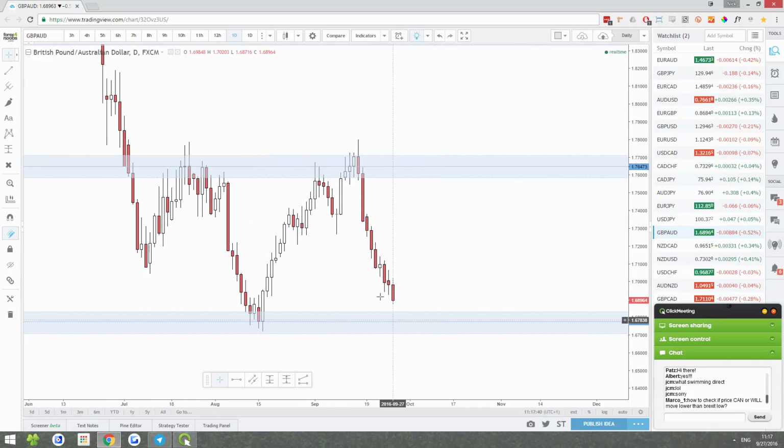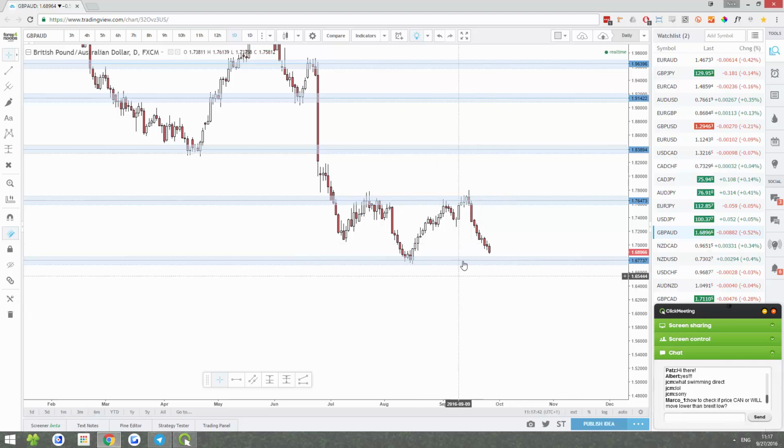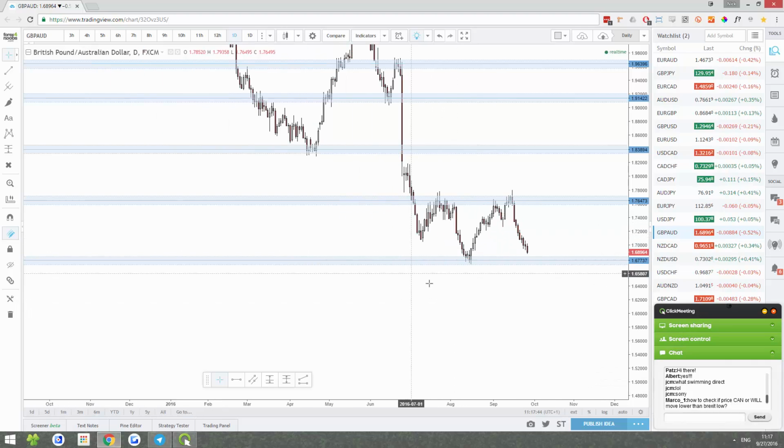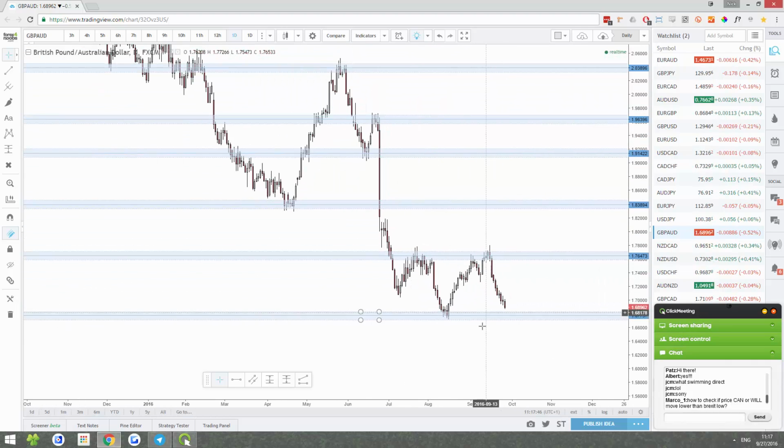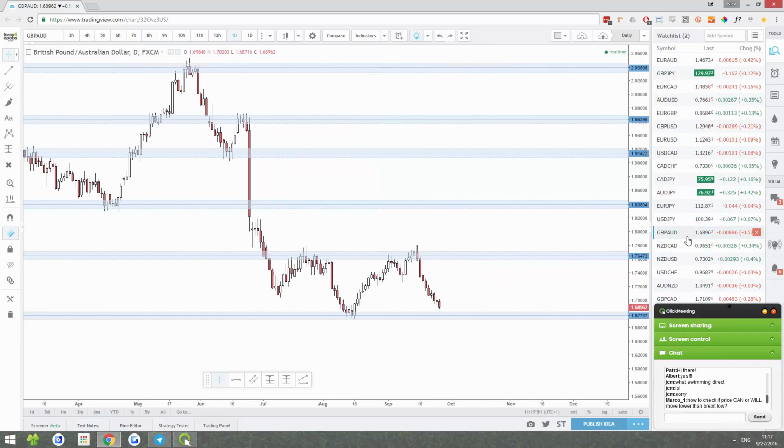GBP AUD is fast approaching this support area. Again, that's a significant support area. The lowest point has been since Brexit. So I am going to be keeping a close eye on this support area, but obviously it hasn't hit it yet, so there's not that much we can do with that one.